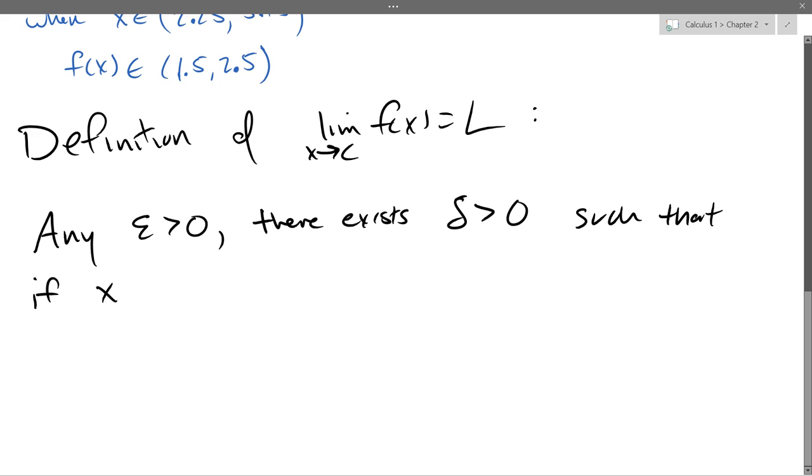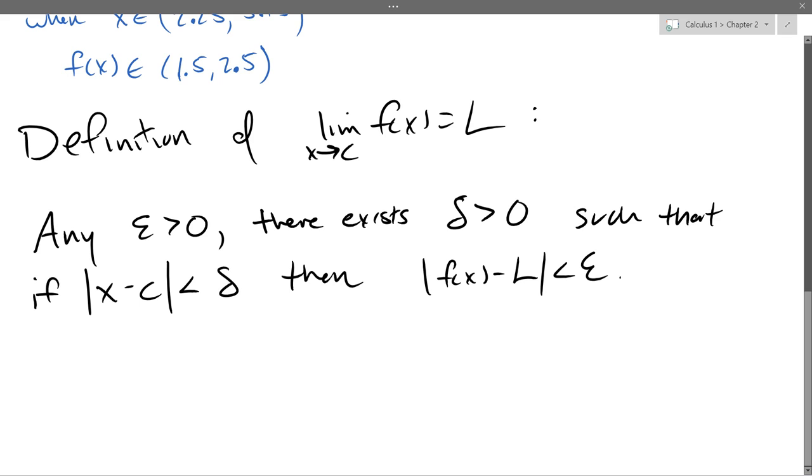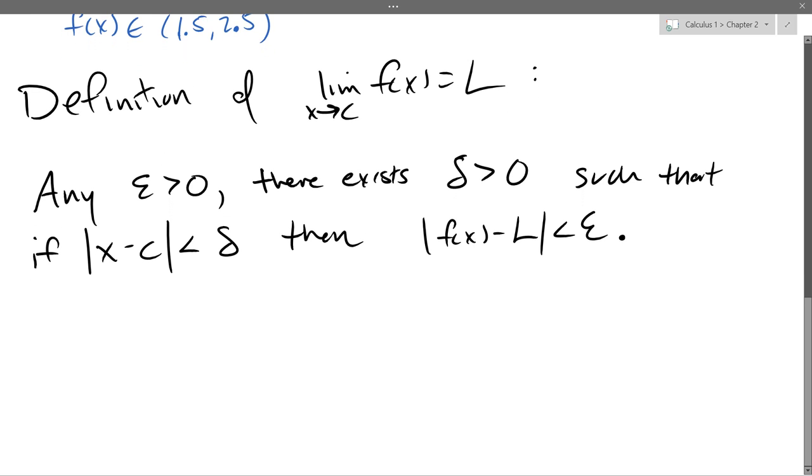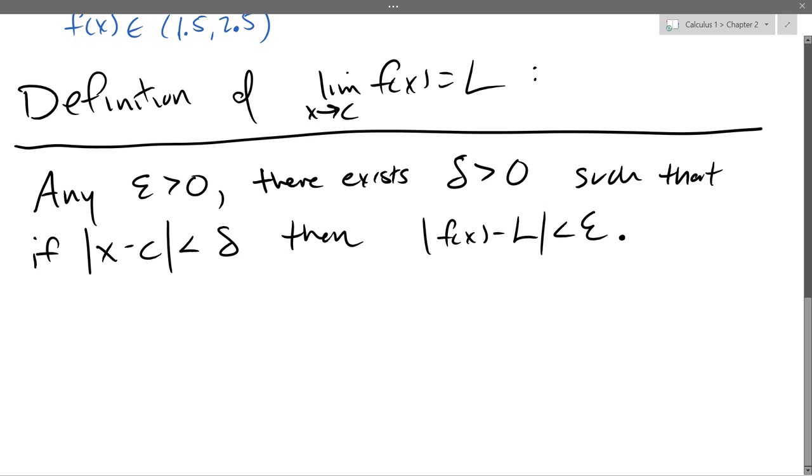if, so we'll write it, if x minus c is less than delta, then f of x minus l is less than epsilon. Oh, if then, that looks familiar. So here's another if then. All right, this is our definition. It's a good time to put a box around it.